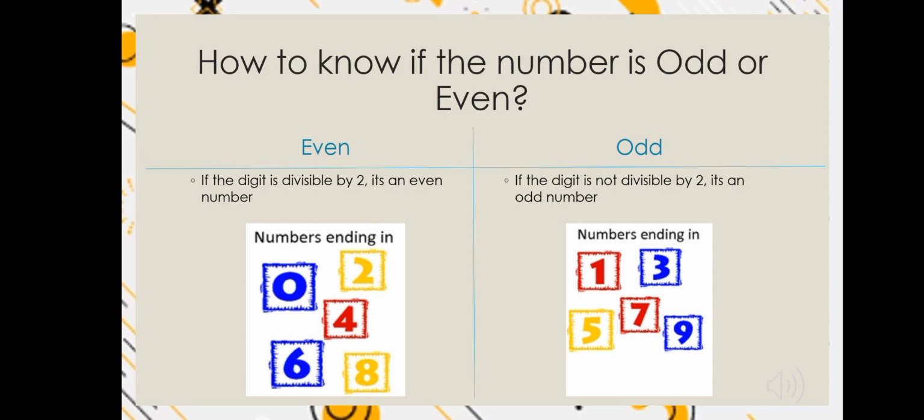The examples of even numbers are 0, 2, 4, 6 and 8. And the numbers which are odd are 1, 3, 5, 7 and 9. So all the numbers ending with either 0, 2, 4, 6 and 8 are going to be even numbers, and the numbers ending with 1, 3, 5, 7 and 9 are going to be odd numbers.